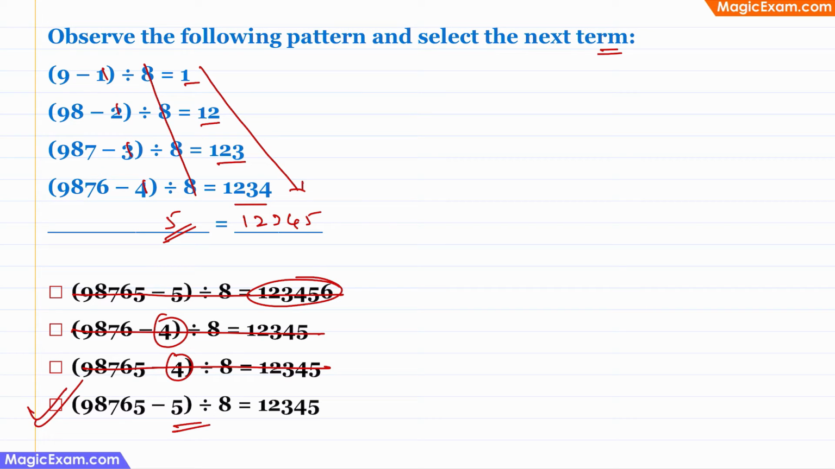So if we look at the first number, 9, 9, 8, 9, 8, 7, 9, 8, 7, 6. So it has to be 9, 8, 7, 6, 5. So 9, 8, 7, 6, 5. So this is the correct answer.